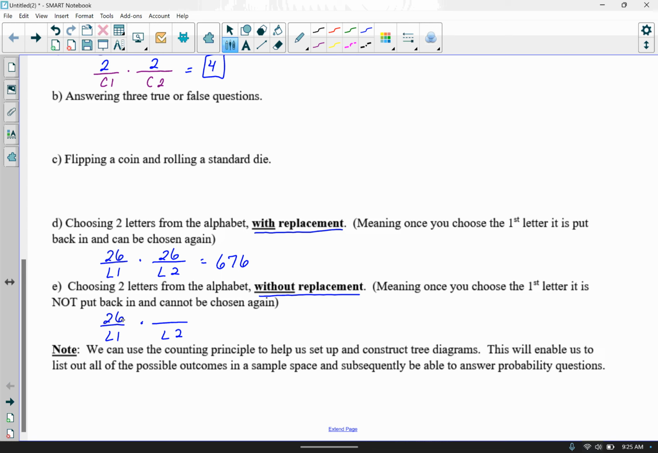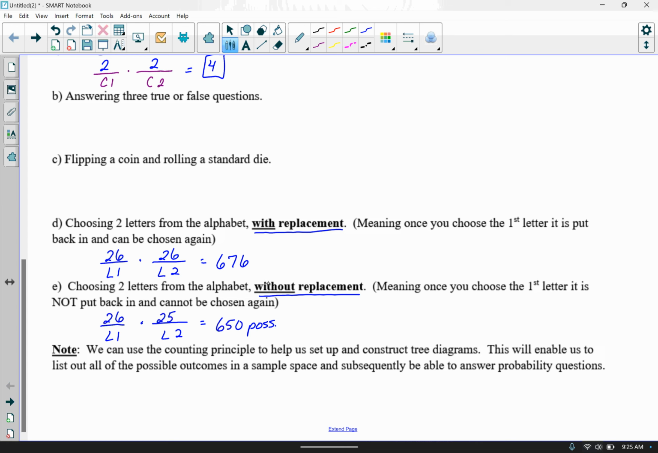And so now when I go to choose my second letter, I'm going to have how many left to choose from? Hopefully you agreed. I only have 25 letters left to choose from. So now 26 times 25 would put you at 650 total possibilities. I'm just going to abbreviate there for possibilities, okay?